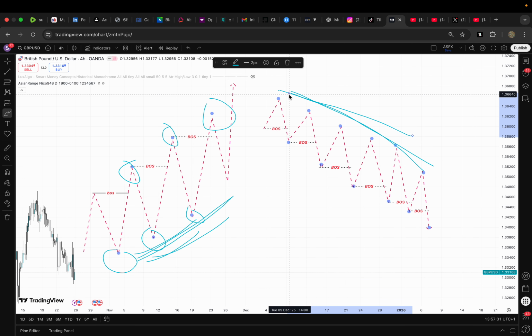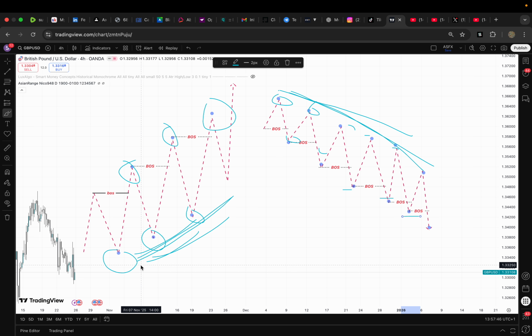So in a downtrend, meaning the market is bearish, we can identify market structure by what? The series of lower highs and lower lows, and this is it. Lower high, lower low, lower high, lower low, lower high, lower low.